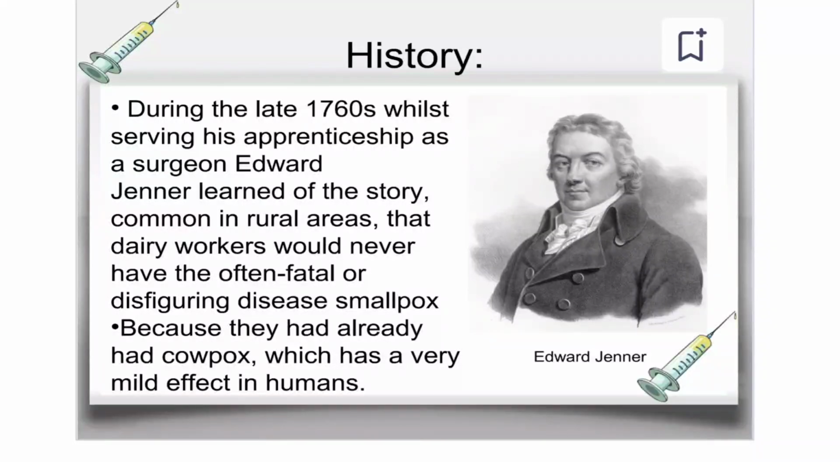So, history. During the late 1760s, there was a surgeon, Edward Jenner. He identified the vaccine for smallpox. He identified this vaccine from cowpox. Many were dying due to smallpox infection, and he identified this vaccine first.